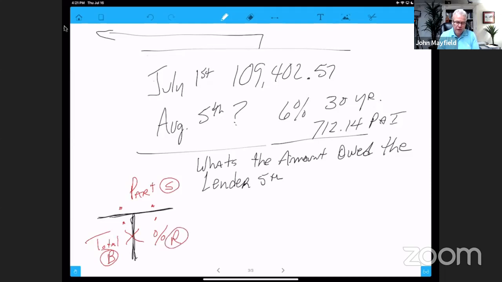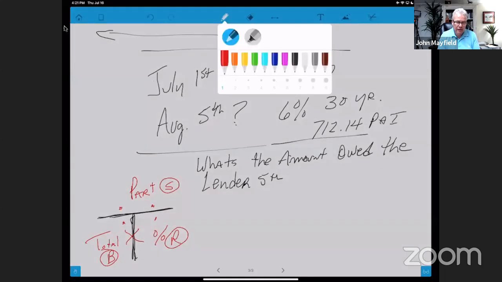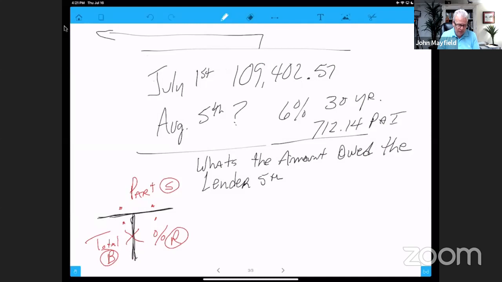We know that. So if we're looking up here, where would $109,000 go? It's the bigger number. So we're going to put 109,402.57 right there, the bottom. Now, do we know the smaller number? No, we're going to solve for that. Do we know the percentage? Yes, it's 6%. Now, I always like to move my decimal place over 2 places. So we're going to convert that to 0.06.